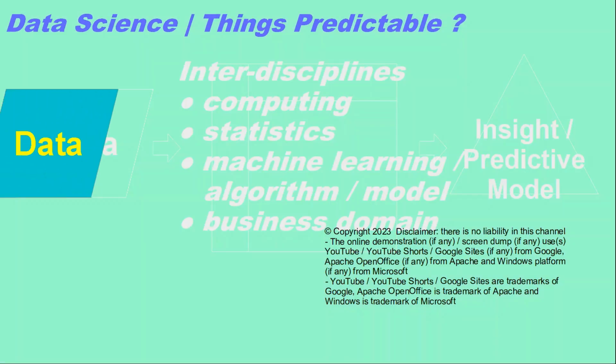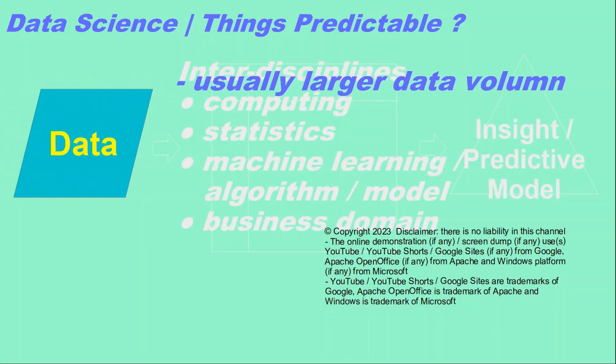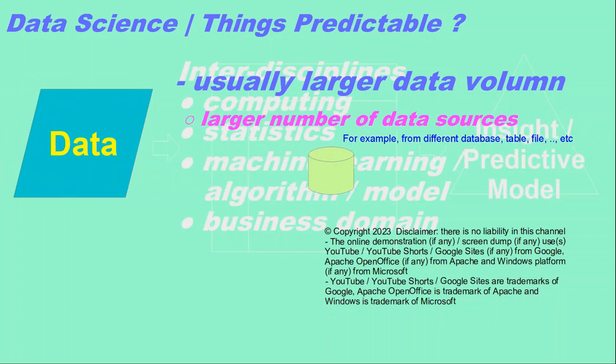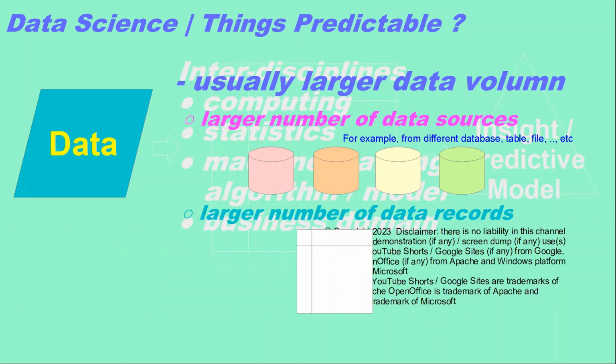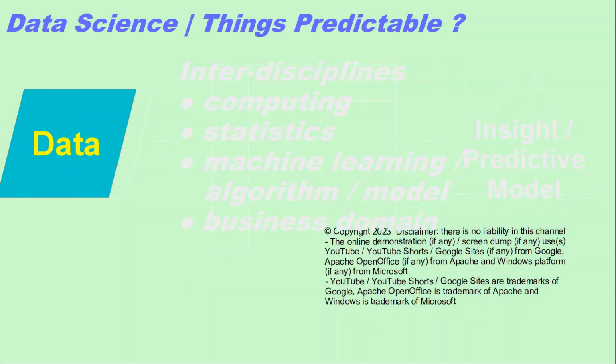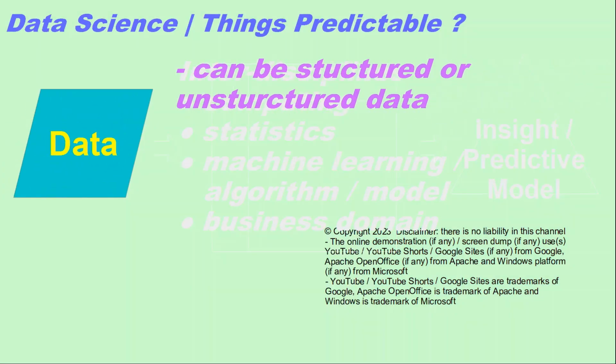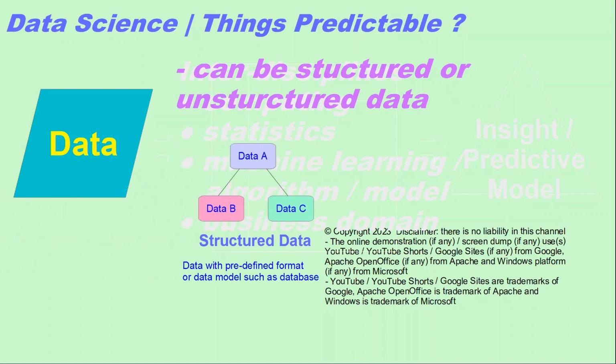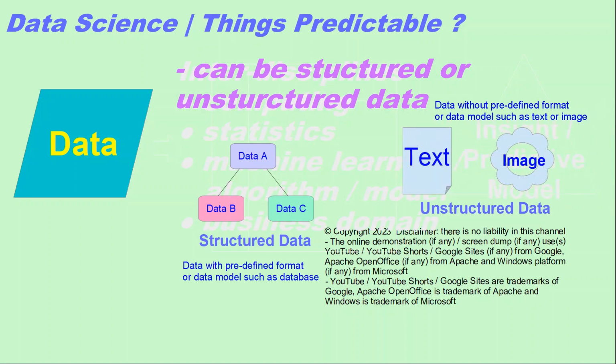The data is usually with larger volume, such as larger number of data sources. For example, from different database, table, file, etc. Larger number of data records. The data can be structured or unstructured. Structured data is data with predefined format or data model such as database. Unstructured data is data without predefined format or data model such as text or image.